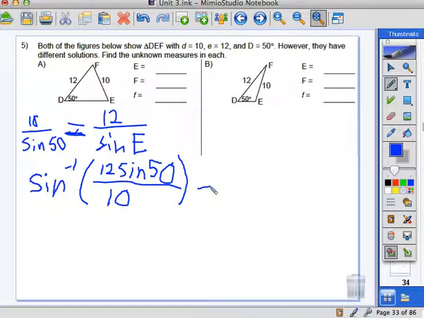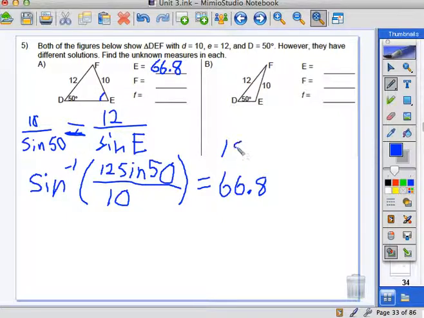Okay, when you plug that into your calculator, you find out that E is approximately 66.8. So right now we know that E is 66.8 over here, and notice it's an acute angle here, so that looks like it'll fit. Notice over here though, E looks like it's obtuse, and it seems like there's no way we could possibly find out what this other angle is.